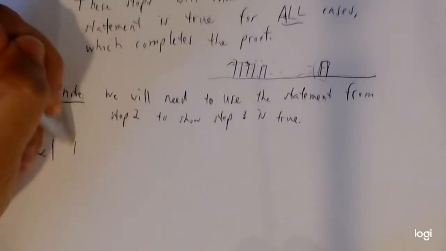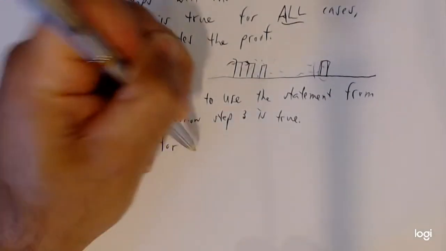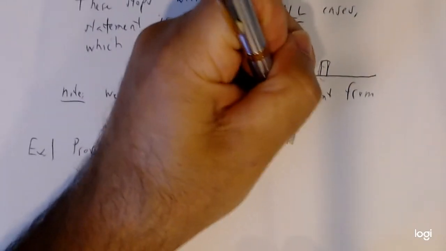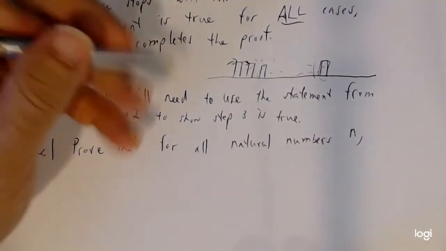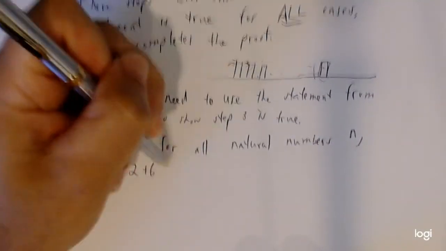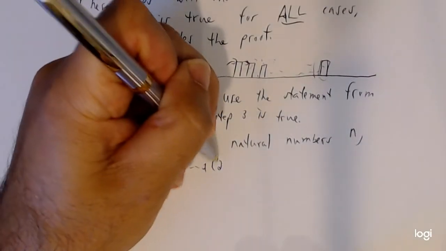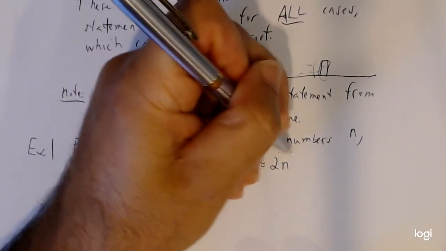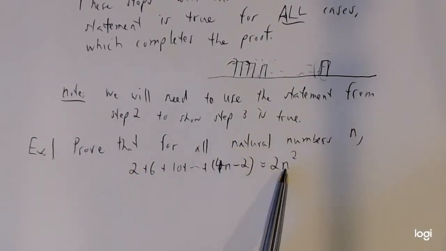So we're going to say, prove that for all natural numbers n, the sum of the series 2 plus 6 plus 10 plus all the way to 4n minus 2 equals 2n squared. Okay, so what we're saying is we're trying to prove that the sum of the first n terms of the left side could be found by this equation.